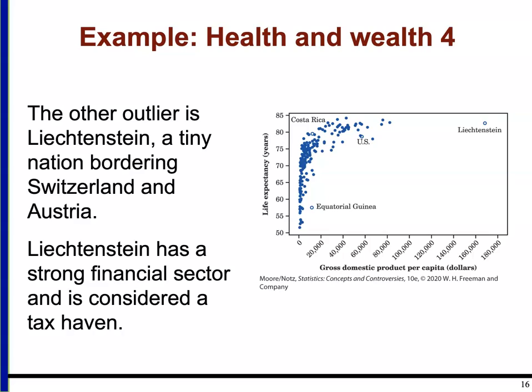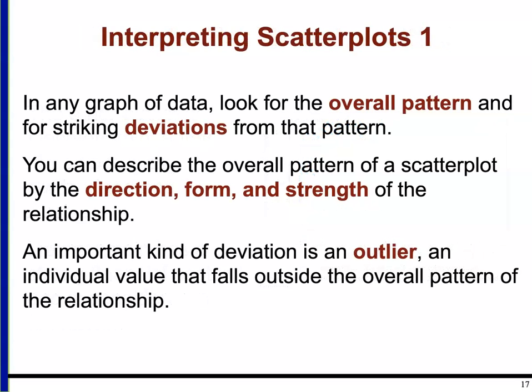And then what's happening here with Liechtenstein is that it's actually a strong financial sector. It's a tax haven for many corporations. And so here you have a very, very large GDP for such a small country. So when we look at these scatter plots, it's important for us to look at the overall pattern and look for any striking deviations. What are the individuals that follow the pattern, and what are the individuals that don't?